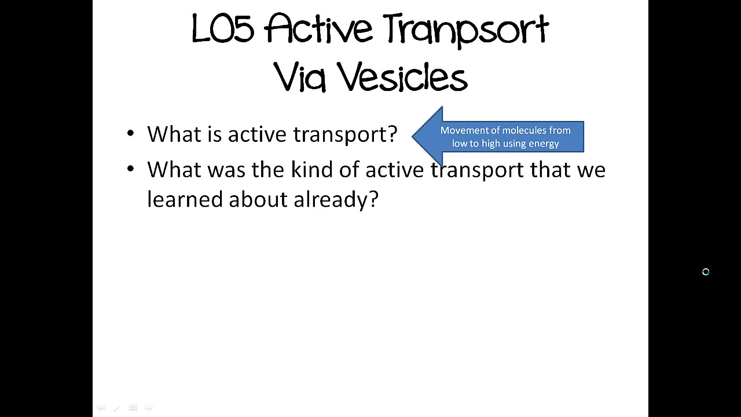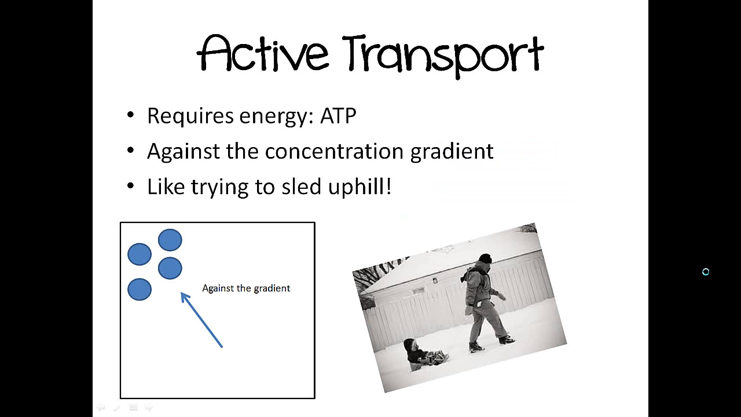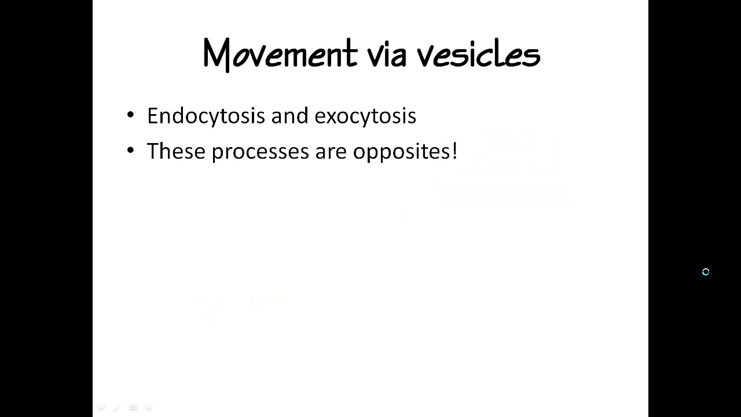What was the kind of active transport that we learned about already? It was movement with a carrier protein. Today we're going to look at another form of active transport. So again, takes energy, sledding uphill, going from low to high against the concentration gradient. We're going to look at endocytosis and exocytosis, which are types of movement using vesicles.